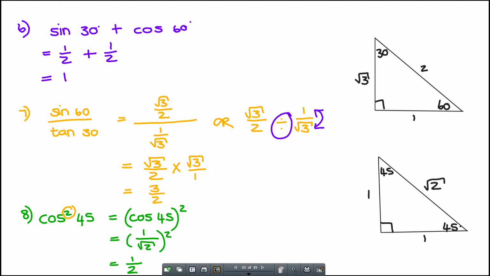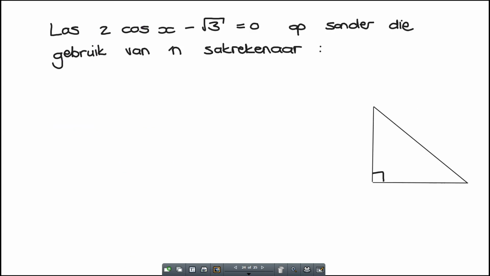Is there anyone that's maybe a bit unsure of what's going on? Okay. Now, if they're nasty, then they can ask it the other way around in the test. So let me quickly show you. I've got one example that I want to show like that. Over here, I'm giving you the following. Solve 2 cos x minus square root 3 is equal to 0 without the use of a calculator.